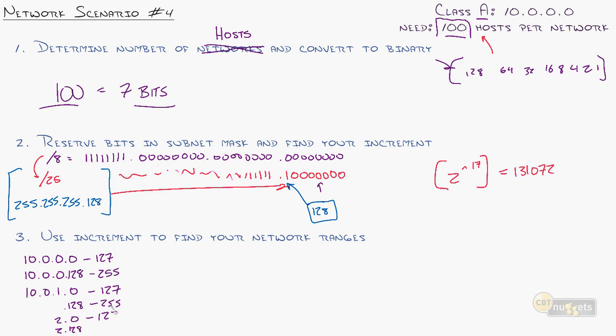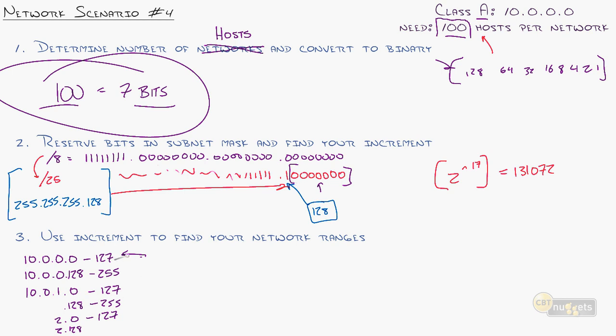Do you see the trend? So I needed 100 hosts per network, and I ended up getting about 126 hosts per network. Essentially 2 to the power of 7 minus 2 gives us the number of hosts per network, and that will give us our network ranges.